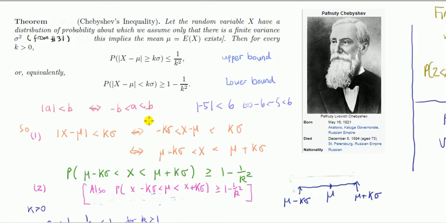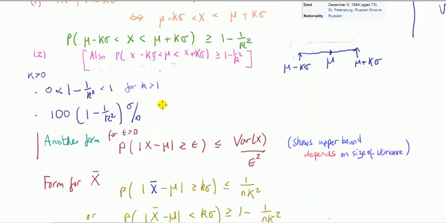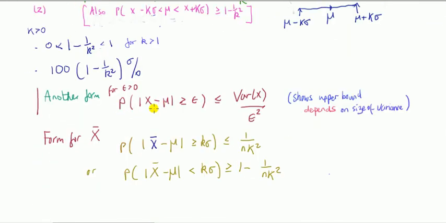There are two forms of Chebyshev's inequality, which are equivalent. I'm going to give you another equivalent form, and that's pretty useful, especially from a theory point of view. So this also holds, for epsilon bigger than 0, is less than that. What insight does this tell us? Well, it tells us that the upper bound for the probability of this event depends on the size of the variance of the random variable.